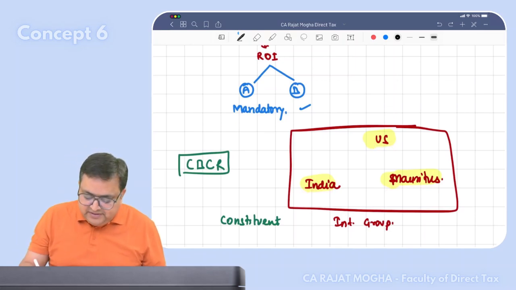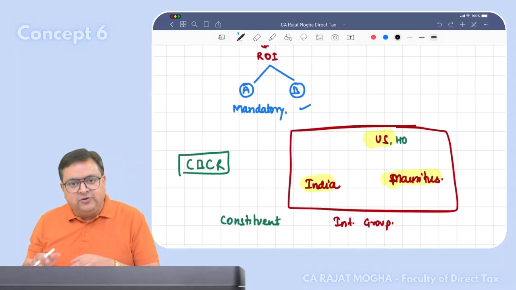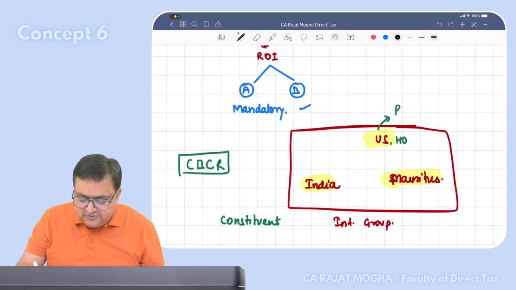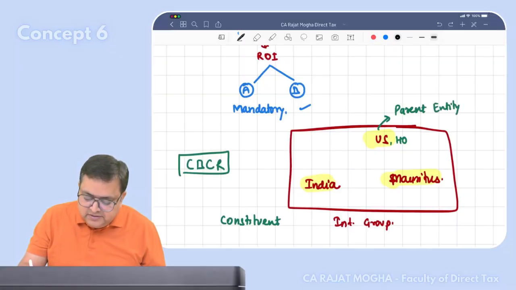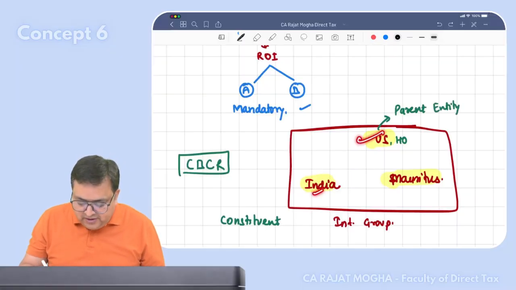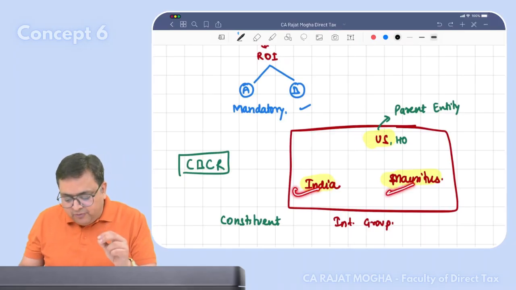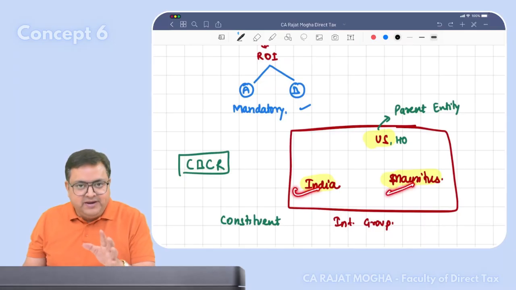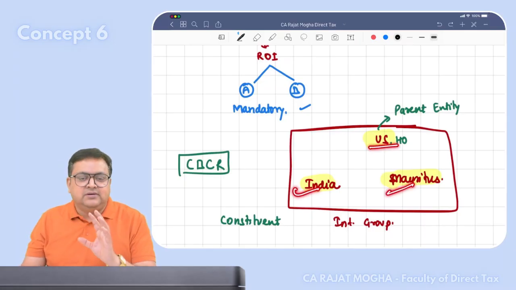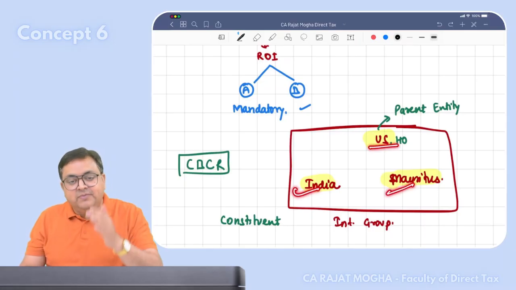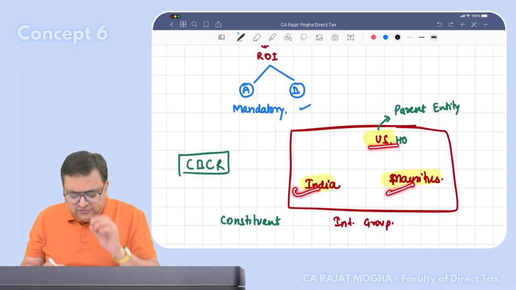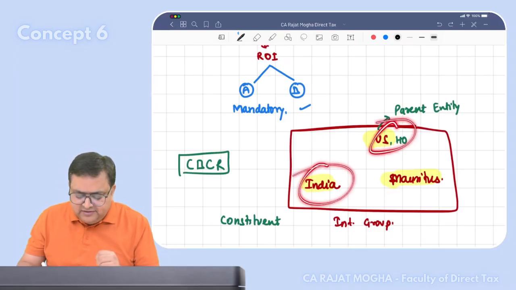And let's say, for example, they have a head office in US. This is the head office. So this is a constituent also, and it is a parent company also. This is the parent entity. Understood? So they all are constituents. Mauritius is only a constituent, not a parent entity. The US company is a constituent also, but it is also a parent entity, right? Constituent means part. Obviously, this is one of the parts.